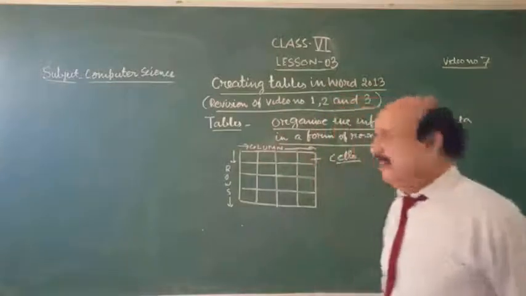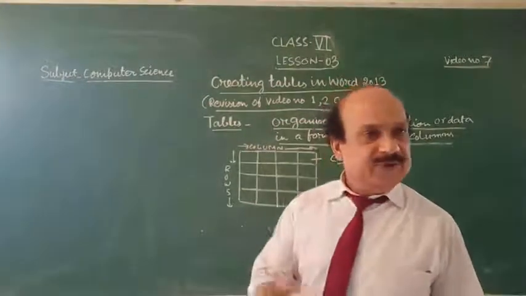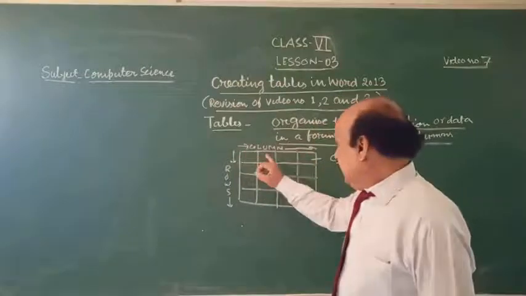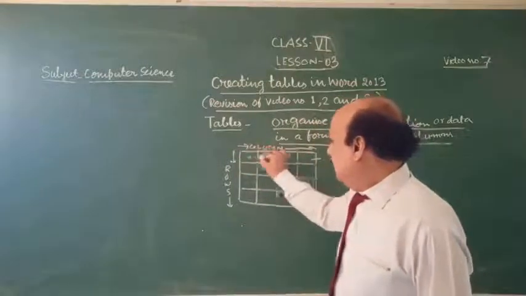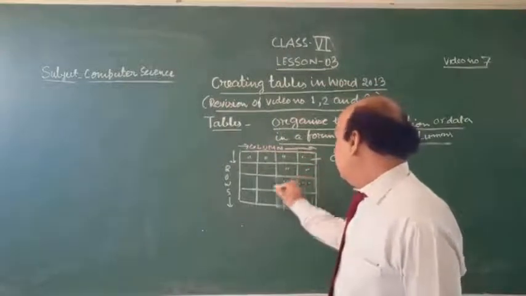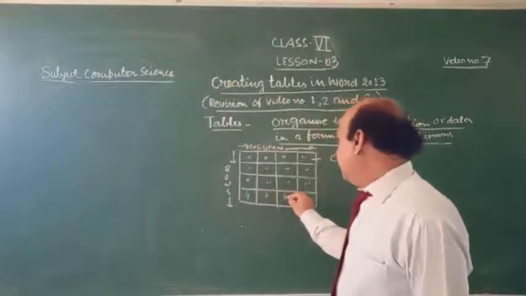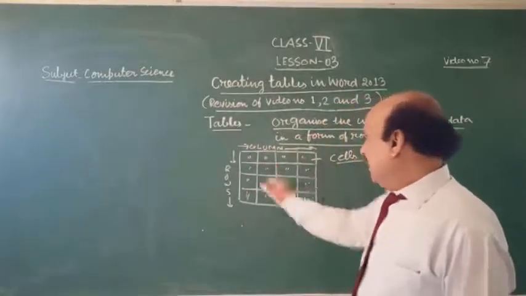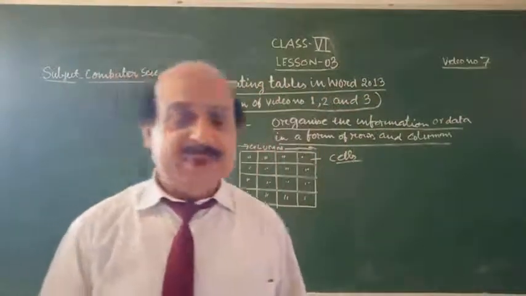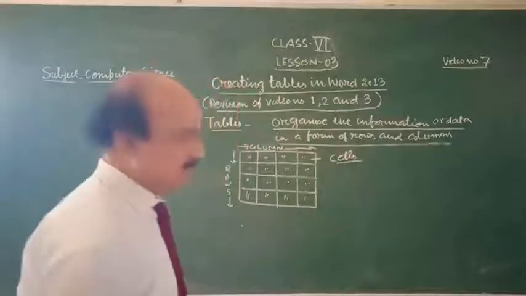So you can say that tables are used to organize the data in the form of rows and columns. So here, these are the cells. You will start to input the value in these cells. You can quickly input the value. So it means we are organizing the information or data in the form of rows and columns. So students, this is the table definition and what rows and columns are.